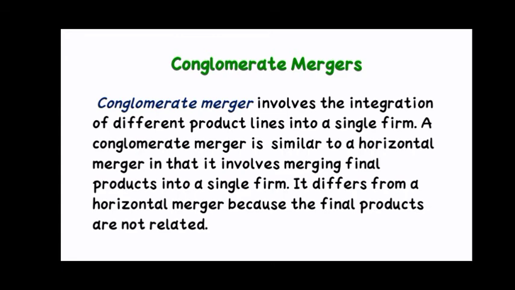So sa conglomerate mergers pod, conglomerate merger involves the integration of different product lines into a single firm. A conglomerate merger is similar to a horizontal merger in that it involves merging final products into a single firm. It differs from horizontal merger because the final products are not related.